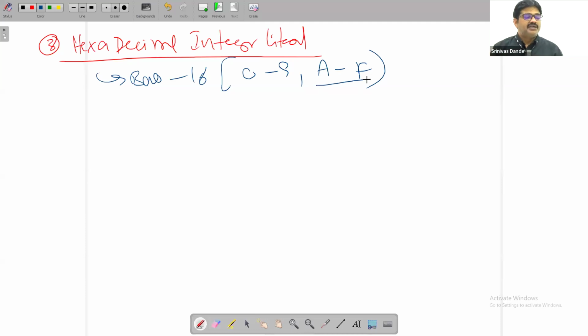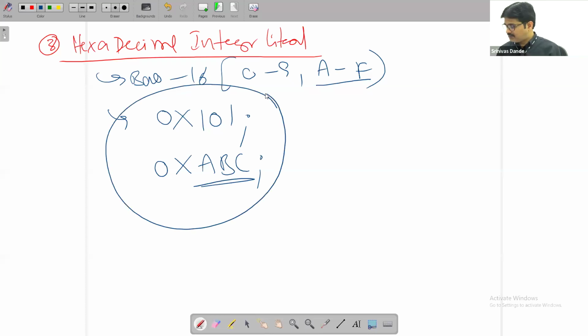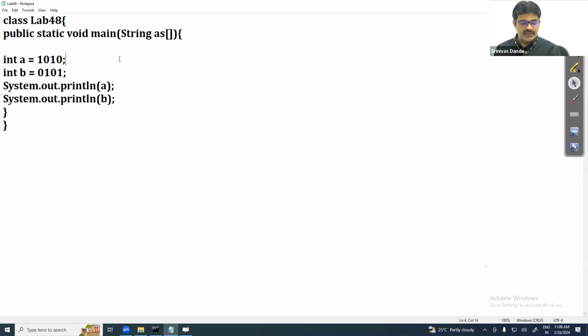And how to recognize a number as hexadecimal, guys? It starts with 0x. 0x101, 0xABC. Is that okay? Yes, ABC is also allowed. It starts with 0x. Okay, do the labs now. 49.